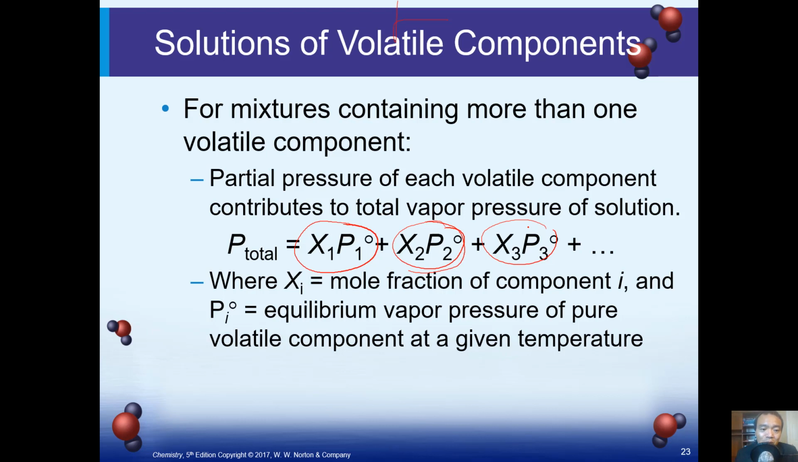Then you will be able to get the total for the newly made solution, which is slightly different from Raoult's law. In Raoult's law, you have a non-volatile solute, which does not contribute to the vapor pressure of the solution because it's non-volatile. But in this case, every component is volatile, which means they will contribute to the total pressure of the solution. So that's why you have to add each contribution together as indicated.